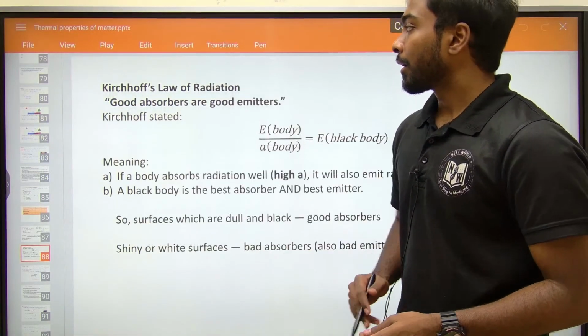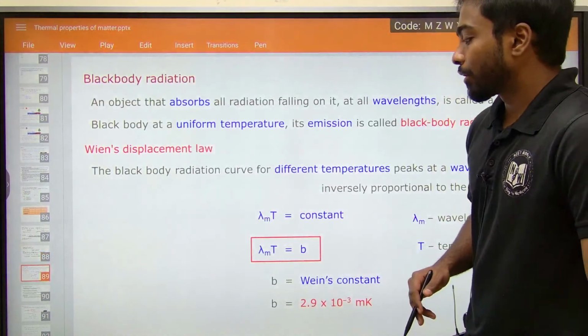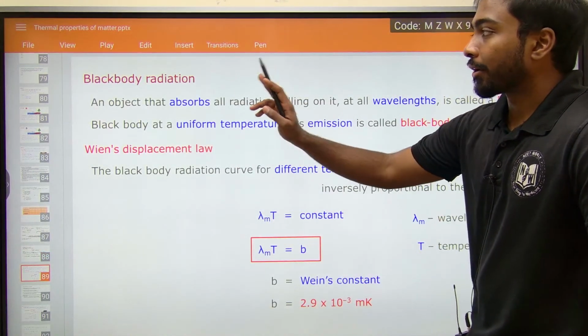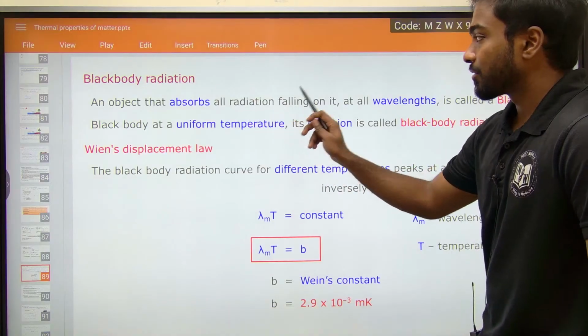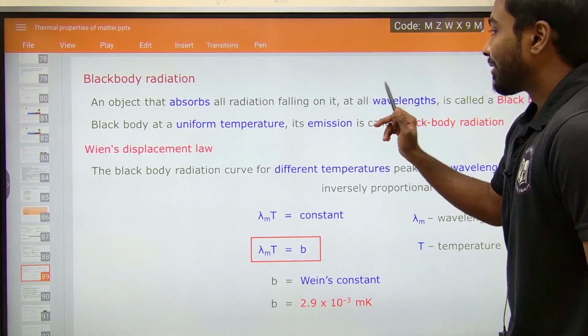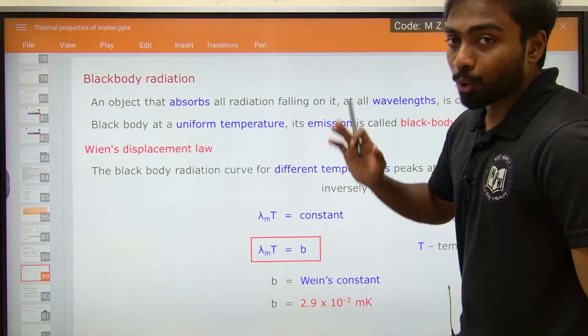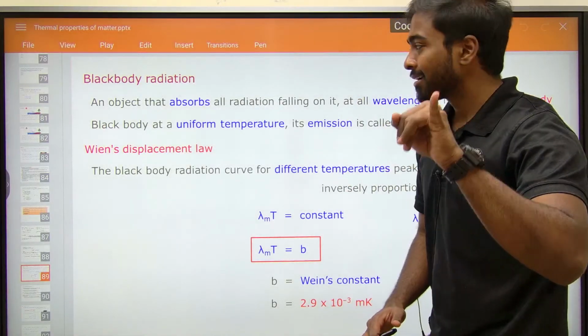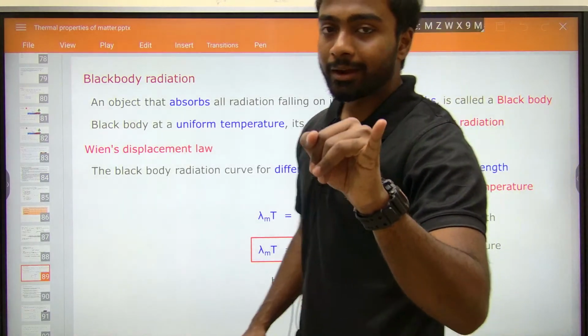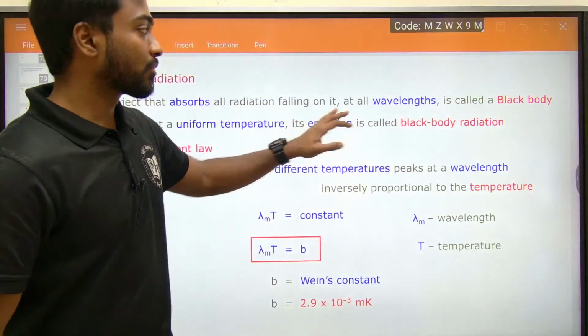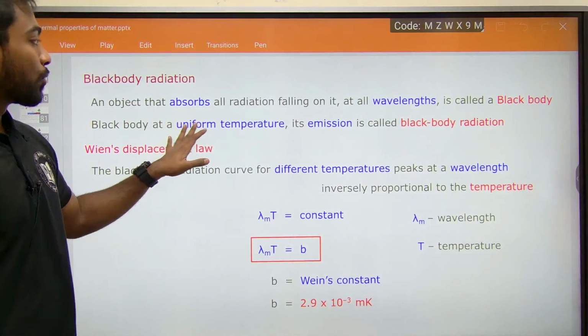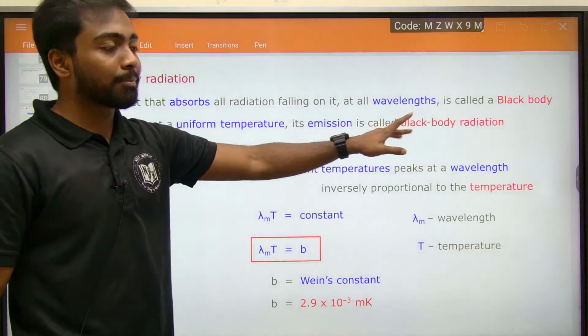The next thing is black body radiation. An object that absorbs all radiation falling on it, at all wavelengths, is called a black body at uniform temperature. Its emission is called black body radiation.